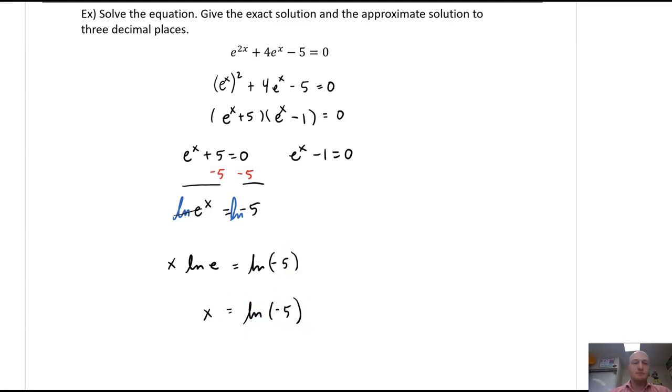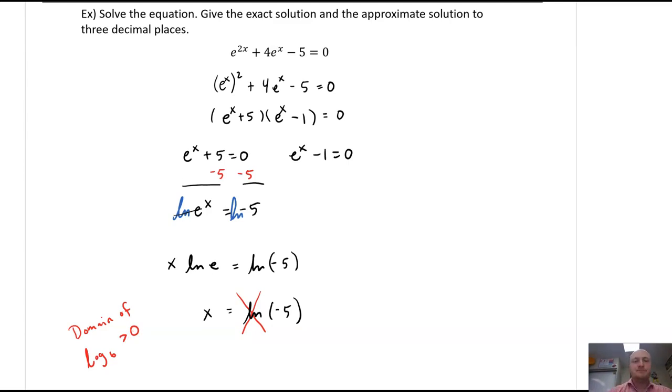And that's a domain issue, so we're going to cross that out. Remember, the domain of all logarithms is greater than 0. It can't even be 0. It's got to be greater than 0. Remember, you have an asymptote at 0.